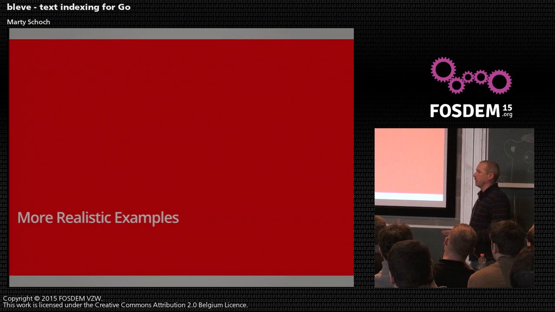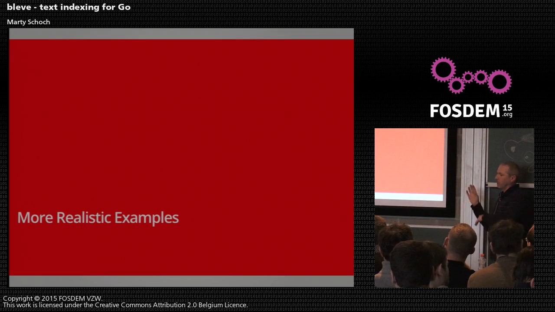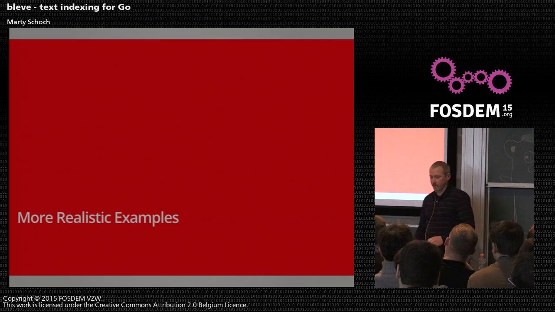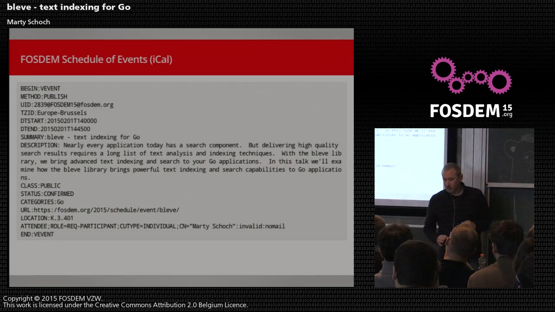So that really is just how easy it is to use. I really want to emphasize, in about 20 lines of code, we're able to create an index, and then in another 20 lines of code, we're able to go ahead and search through that index. But you probably want to see a more realistic example.